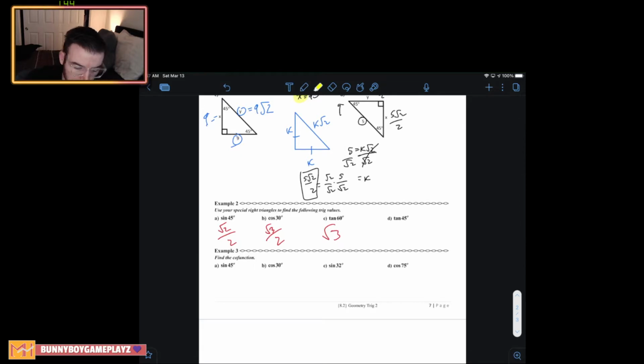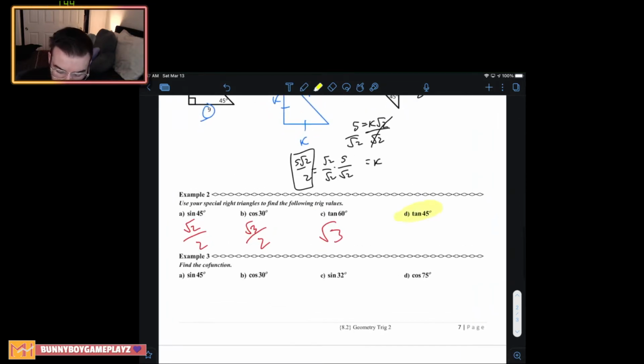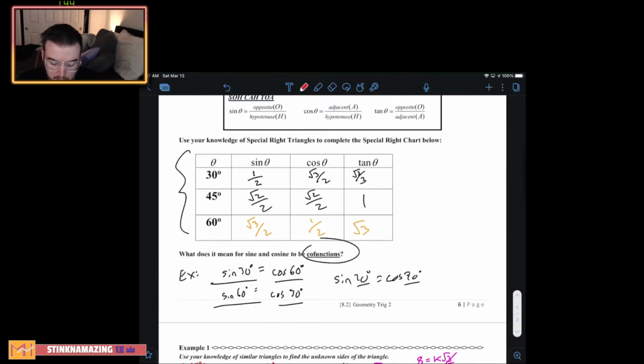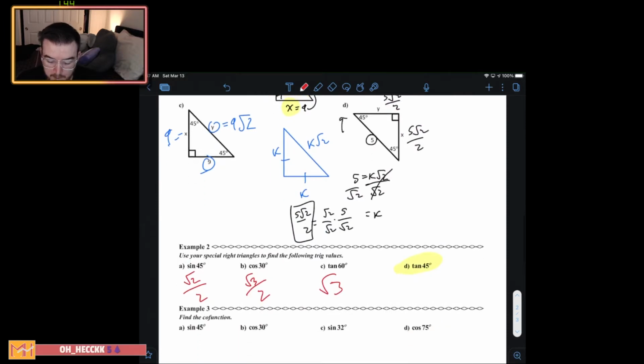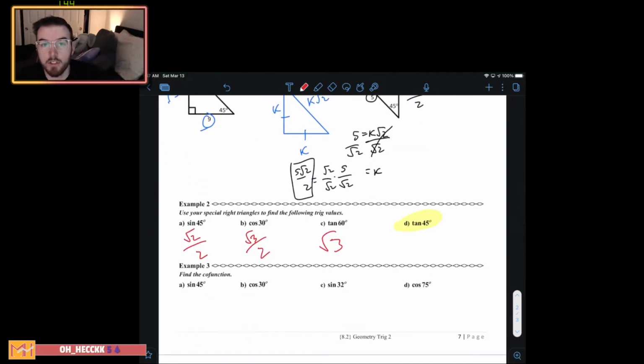Here's a question for you. Make sure you're still listening. What's tangent of 45 degrees? Do you know it or not know it? Look at the table. You just saw it on the table. I just scrolled up to it. Hopefully your eyes were open. The answer, 1.